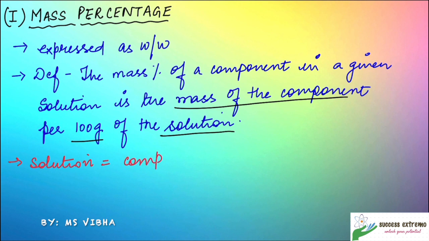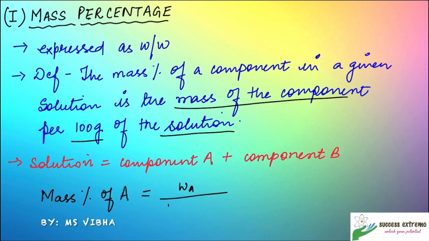Now, to express the definition in terms of formula, we know that solution is made up of solute and solvent, but instead of writing solute and solvent, we can write it as component A and component B. Whether that component A is solute or solvent, it can be given as the mass of that component upon the total mass of the solution into 100, and the mass of the solution is given by WA plus WB.